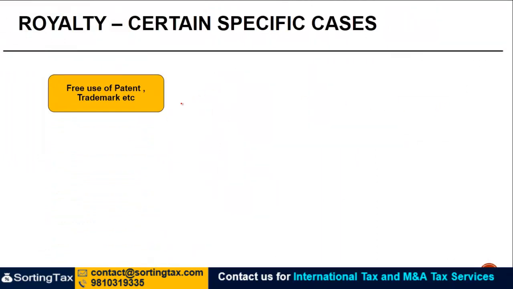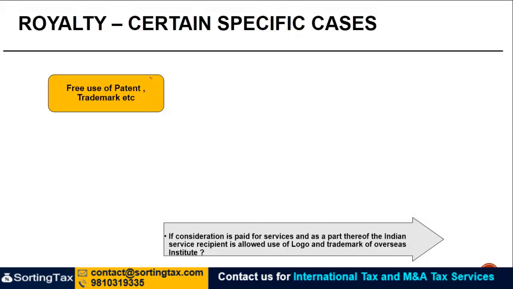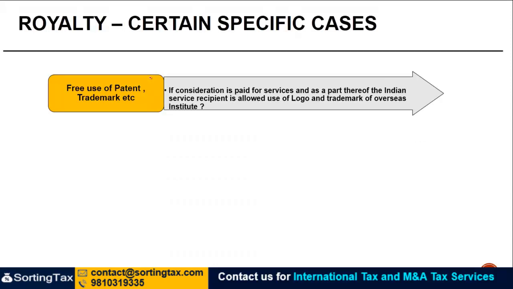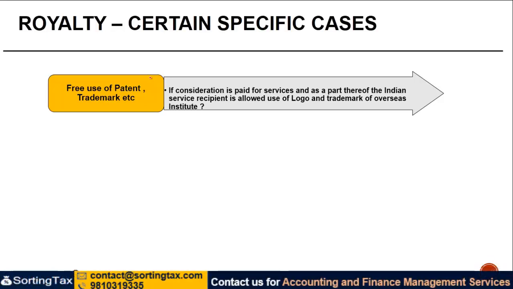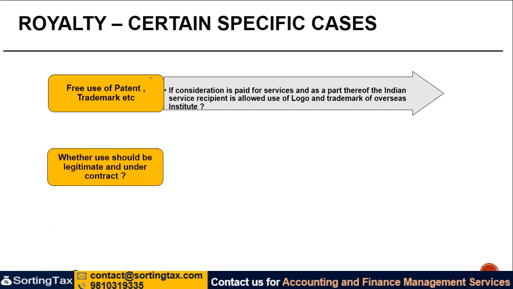So let's look at some specific examples. If you allow a free use of patent, trademark, etc., would that amount to royalty? The answer to that is that if the consideration is paid for services and as a part thereof, the Indian service recipient is allowed the use of logo and trademark of the overseas institute, you're not making any specific payment for that. There are contrary decisions. In one, they've held that it will amount to royalty, and in the other, they've said it will not amount to royalty.